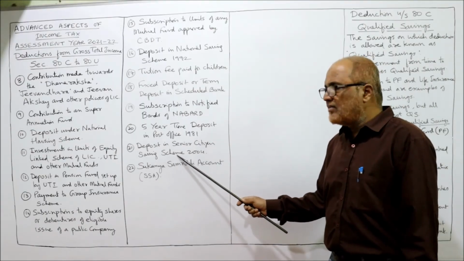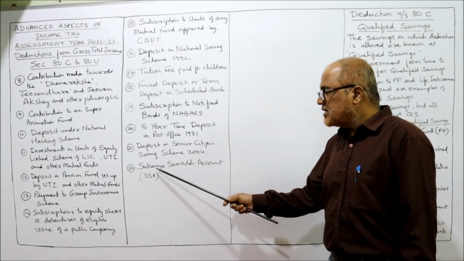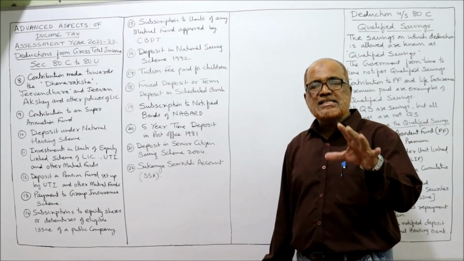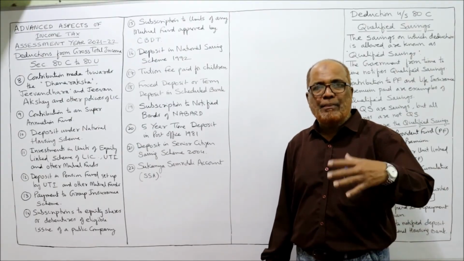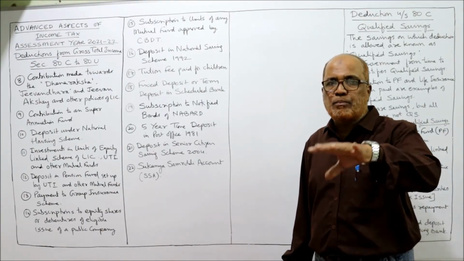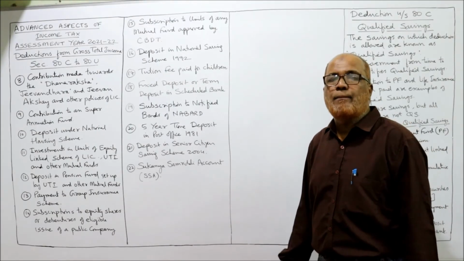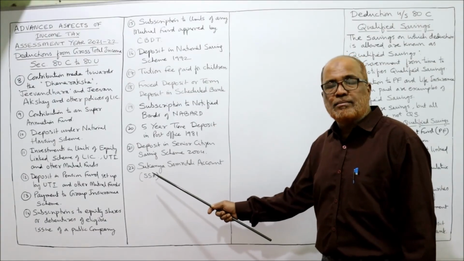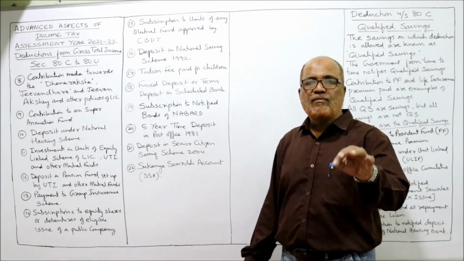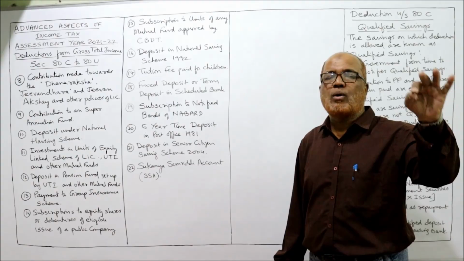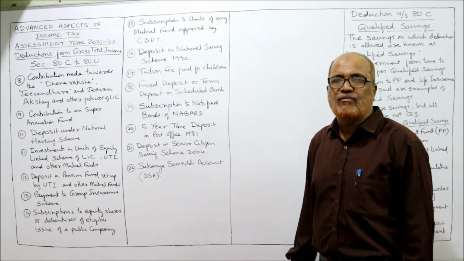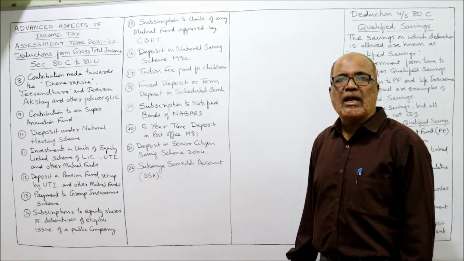Deposit in Senior Citizen Saving Scheme 2004. And lastly, Sukanya Samriddhi account, SSA. The government has started a new method called Sukanya Samriddhi account. So if a person has deposited an amount in this account in a bank, the account is called Sukanya Samriddhi account, SSA. If an SSC has deposited some amount in SSA in a bank, that will also qualify for deduction under section 80C.